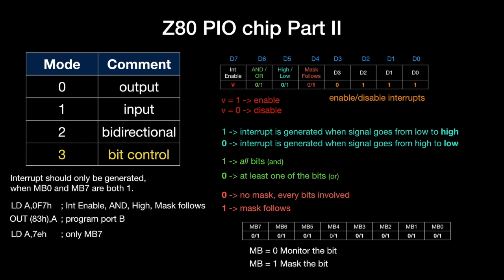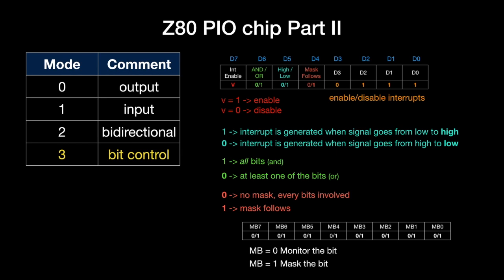And, of course, you have to specify your mask. So MB6, 5, MB4 should be masked. So that's 1, 2, 3, and 4 is 7. So on the lower bits, only MB0 should be monitored. MB1 is 2, MB2 is 4, that's 6. And MB3 is 8, 8 and 6 is 14, that's E. So you have to send 7E to the program port to mask the bits.